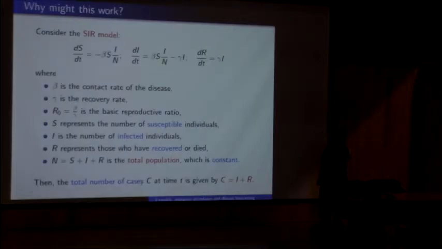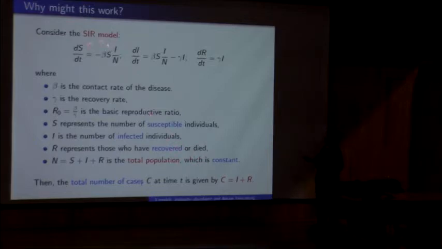Then we asked ourselves, well, why is it working so well? One of the basic models for epidemiology is what is called the SIR model. You follow the number of susceptible individuals S, the number of infected I, and then the number of recovered individuals R. They either recovered or they died, depending on the severity of the disease.